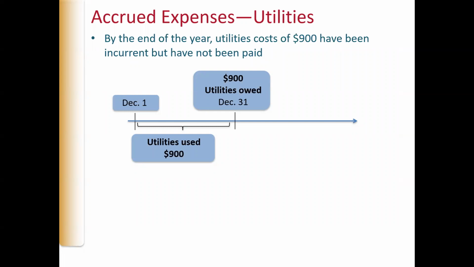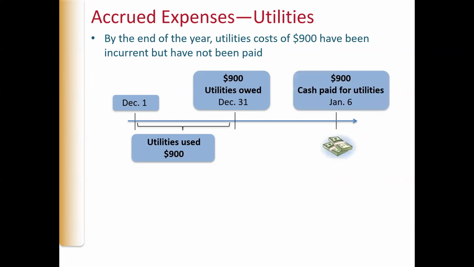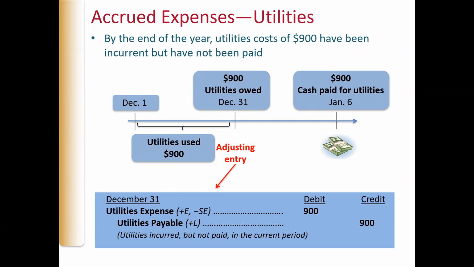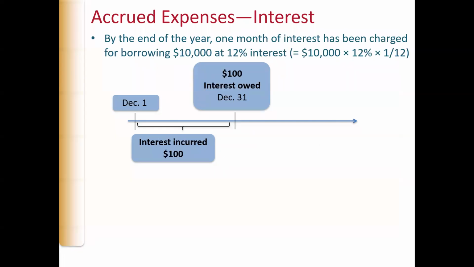Also, let's say at the end of the year, utilities of $900 have been incurred but haven't been paid. We need to then show a debit to utilities expense and a credit to utilities payable. Or interest.